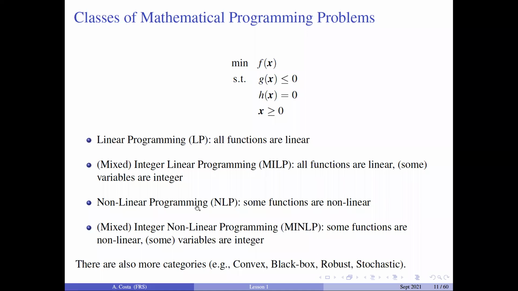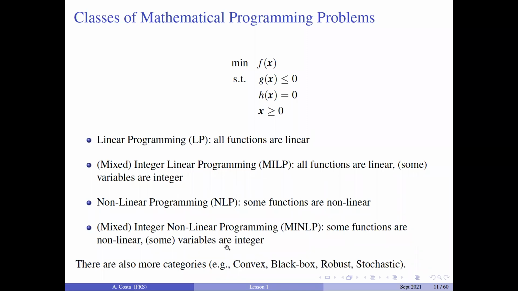There are non-linear problems, which means some of the functions are non-linear. You may start to see things like square, cube. You may start to see products between variables. You may have other things like sometimes log, exponential. So something that makes the problem non-linear. And then to make things worse, when you put integer variables on top of that, you have the so-called MINLP. MINLP is one of the hardest to solve because on top of having the complexity of integer variables, you also have the non-linearities.